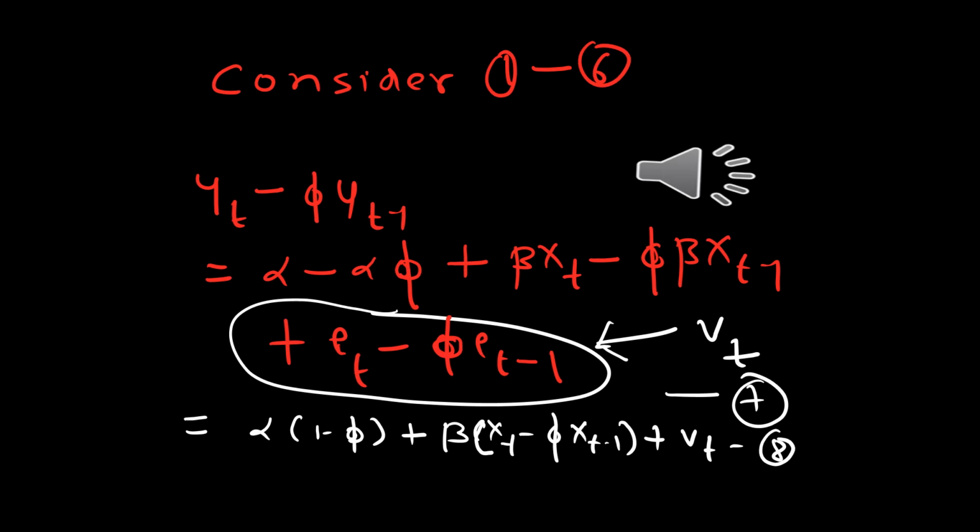Now subtract equation 6 from equation 1. So on the left hand side, you have yt minus phi yt minus 1. On the right hand side, you have alpha minus alpha phi plus beta xt minus phi beta xt minus 1 plus et minus phi et minus 1. Now note that et minus phi et minus 1 is indeed Vt. We will call this transformed equation, equation 7.